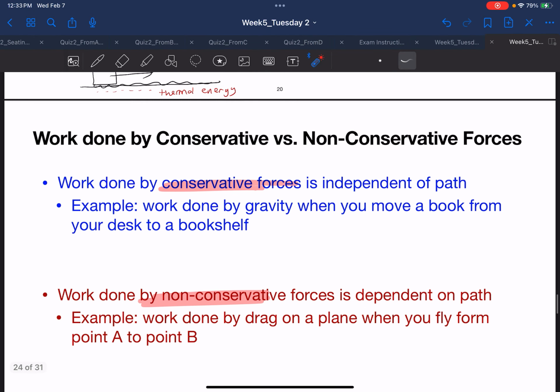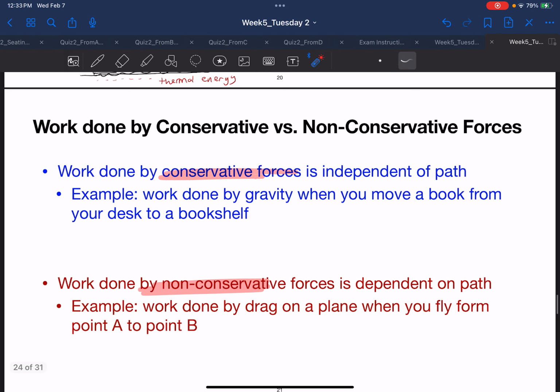All right. Then the next distinction I wanted to make clear is the fact that the work done by conservative forces, so the work done by gravity, the work done by a spring force, is independent of path. So for gravity, let's say you have a book on a table. So here's our table, and let's say you have some books sitting on here, and then you have your bookshelf in your room somewhere over here. Okay, there's your bookshelf.